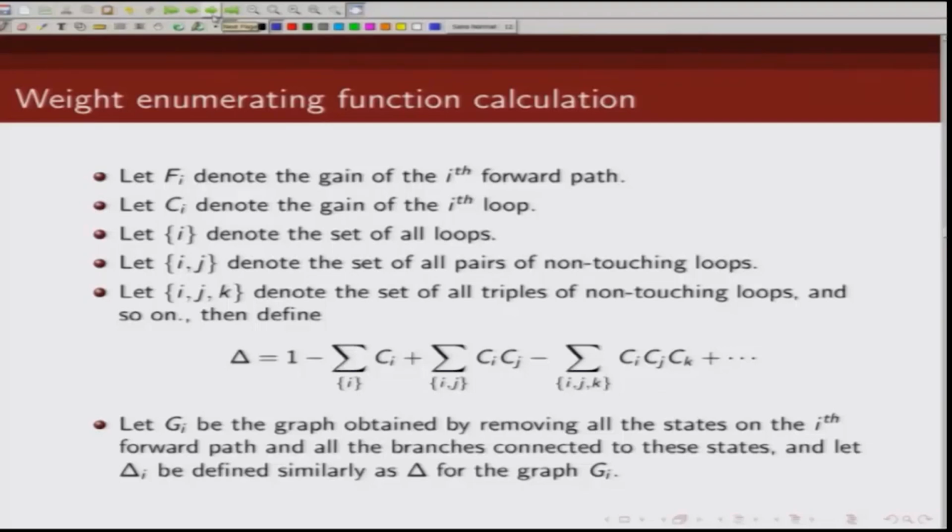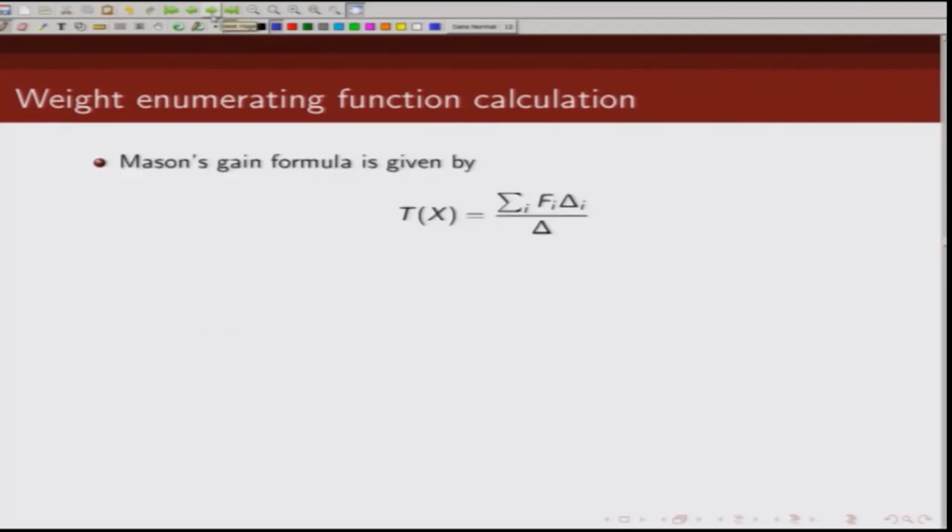We define our graph that is obtained after we remove all states belonging to an ith forward path by G sub I. So, G sub I is basically the graph remaining after we remove the ith forward path, and the delta corresponding to this modified graph will be denoted by delta I. So, the Mason gains formula then says that the generator function for this convolutional encoder can then be given by this expression.